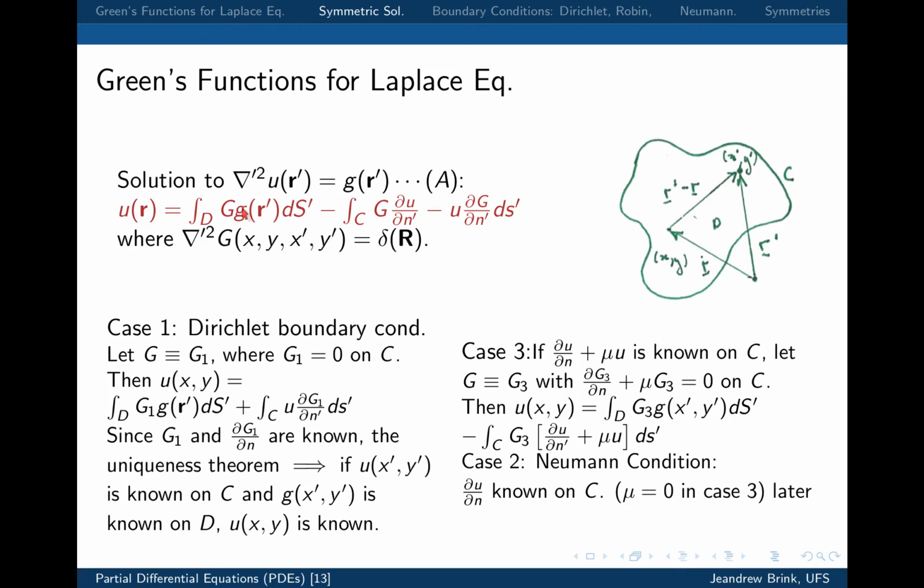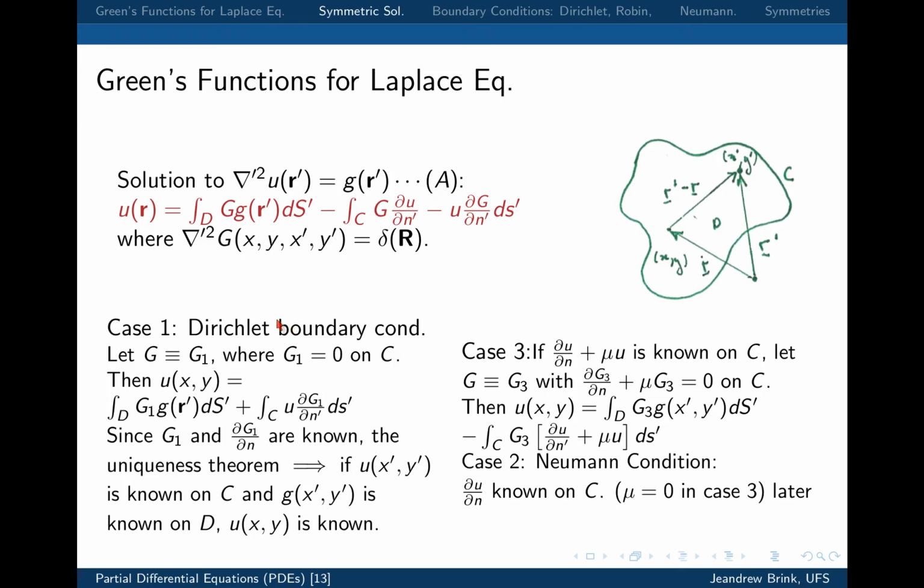under the integral sign. So here you have u equals the integral of the forcing function over the domain times the Green's function, minus the Green's function times the derivative of u with respect to n, minus the derivative of g with respect to n times u. We said that this is still entirely general, and then we looked at specific cases.